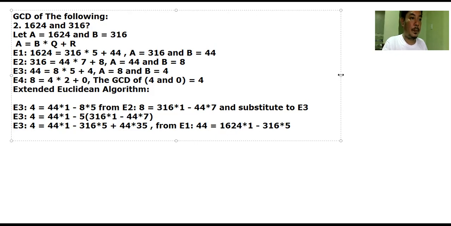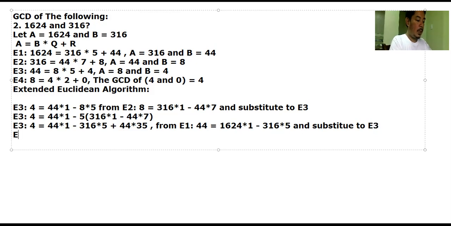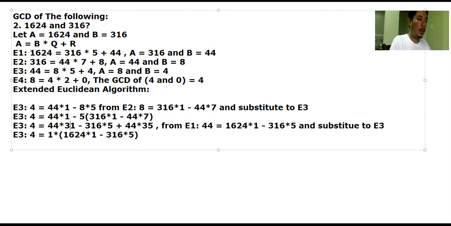So then, substitute to E3 ulit. E3. So we have E3 is equals to 4 is equals to ano yung 44? So ganito yan. So 1 na lang. Asterisk, yung 44 is 1624 asterisk 1 minus 316 asterisk 5. Sarado na po natin. Ito pala, pag simplify natin is magiging 44 asterisk 36. So 36 na ito. Diyan na lang muna.